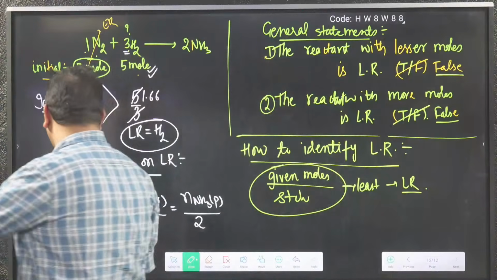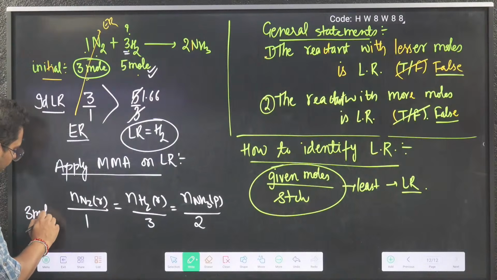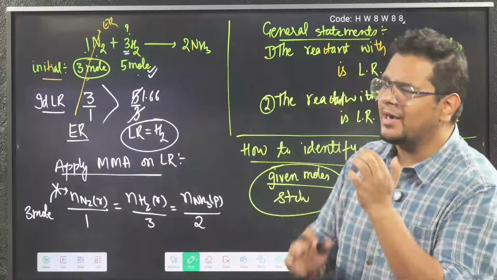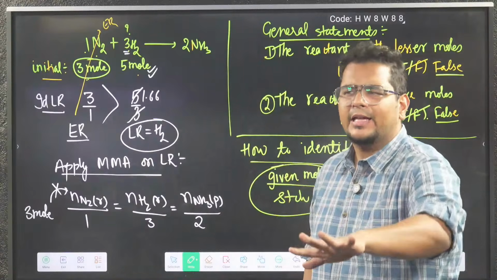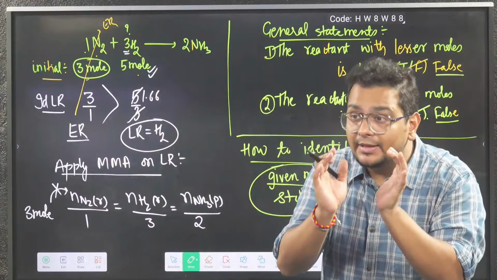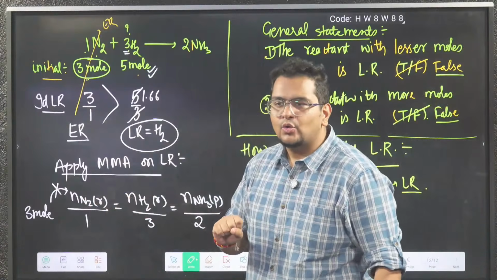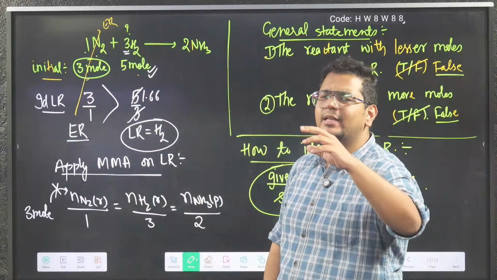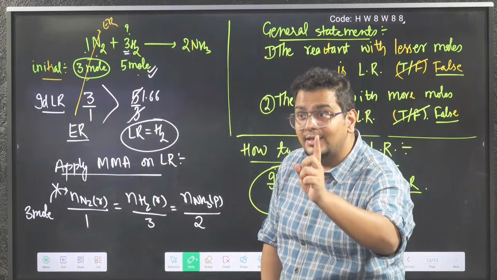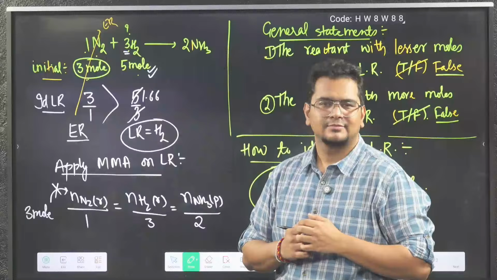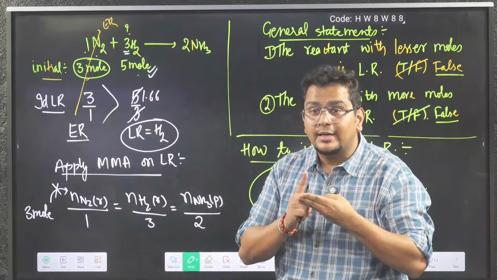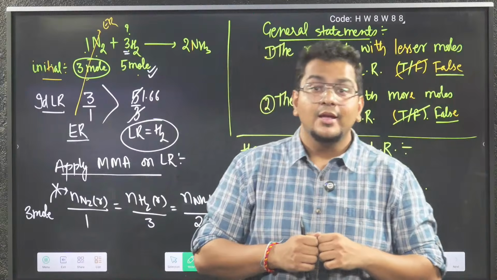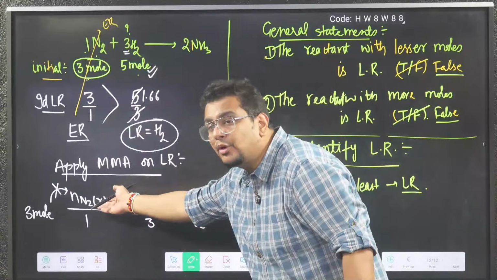Sir, what does it mean? Can I put here 3 mole nitrogen? Answer is no. Conceptually understand why no. Don't just mug up that LR I can put, ER I can't put. Understand the concept. How much nitrogen is there? 3 mole. That is the excess reagent, which means that amount is given more, so the reacted amount is less. 3 mole given, but the reacted amount is less than 3 mole. Sir, how much is that amount? I don't know. So if I don't know, what can I put here?